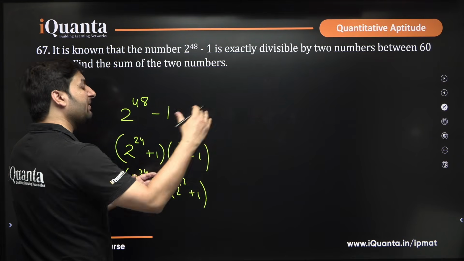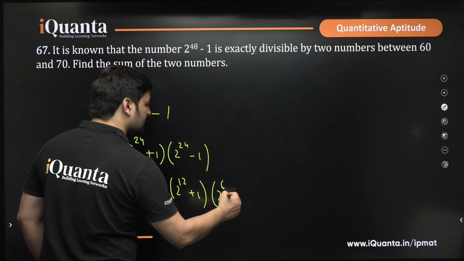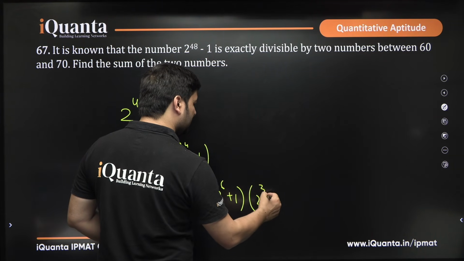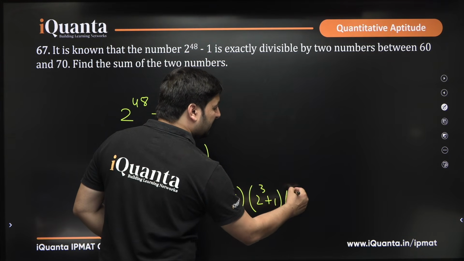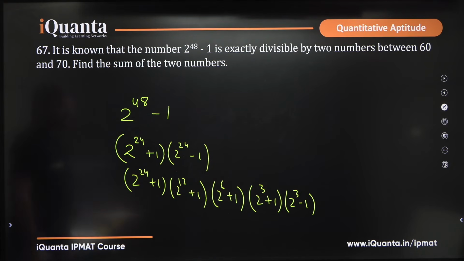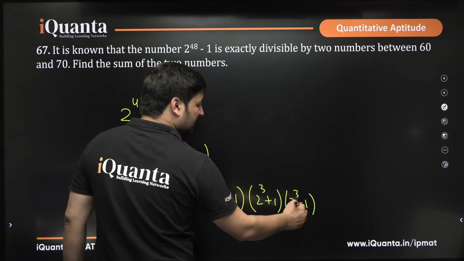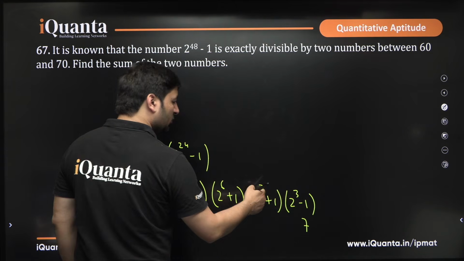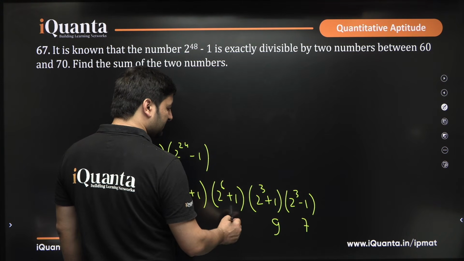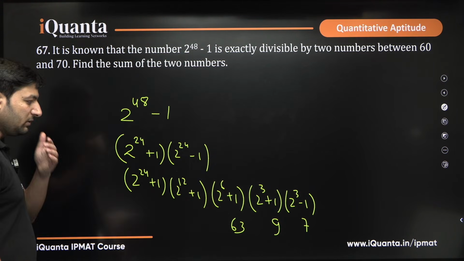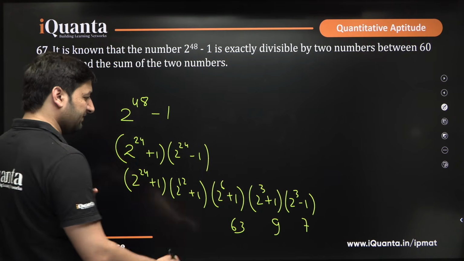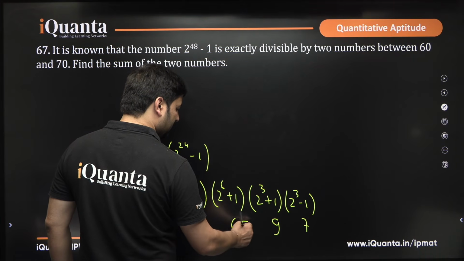2 to the power 12 minus 1 can further be written as 2 to the power 6 plus 1 and 2 to the power 6 minus 1. 2 to the power 6 minus 1 can further be written as 2 to the power 3 plus 1 and 2 to the power 3 minus 1, because 2 to the power 3 minus 1 cannot be factorized further. What do you see here? 2 to the power 3 minus 1 is 8 minus 1, 7. 2 to the power 3 plus 1 is 9, 9 into 7. 2 to the power 6 is 64, 64 plus 1 is 65, yes, 65, okay.